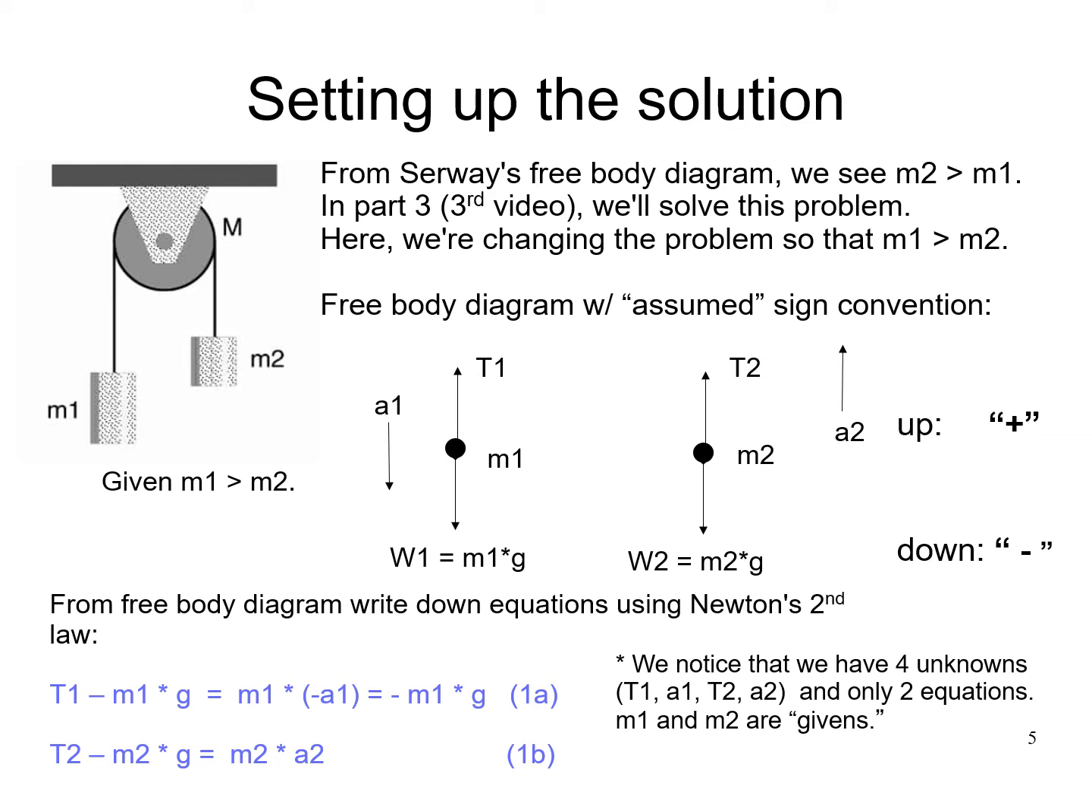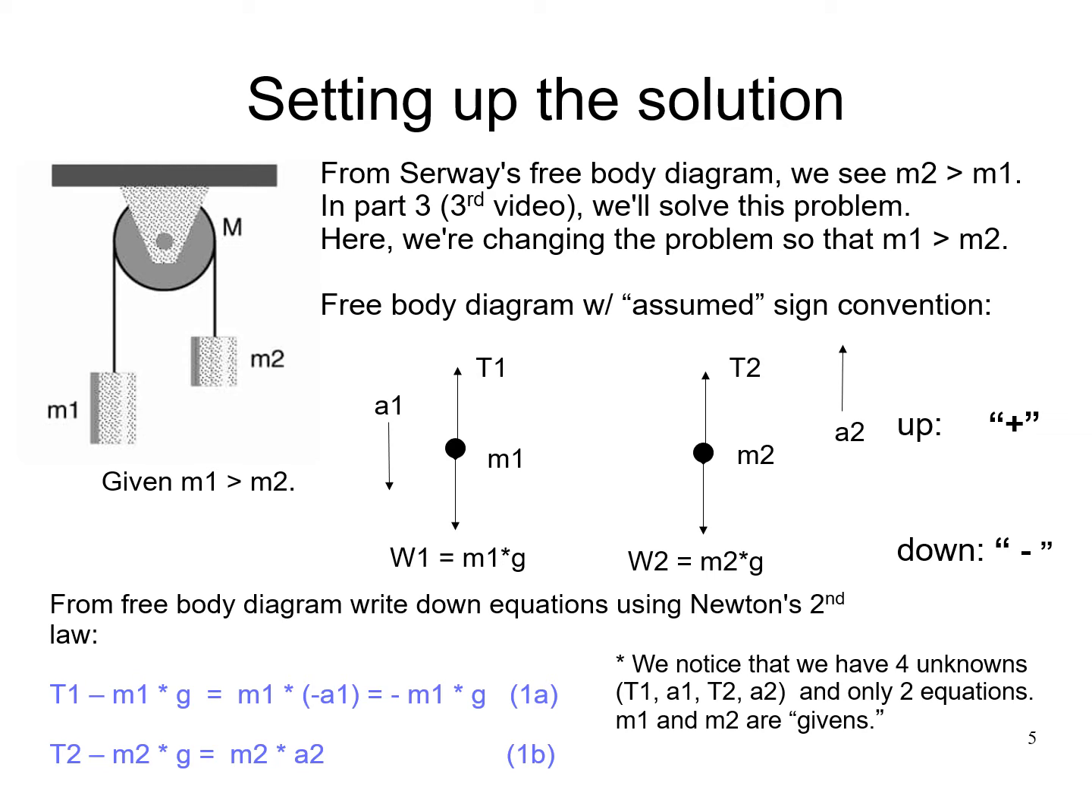There are also 2 forces acting on M2. A tension force T2, which is due to the string pulling up on M2, and its weight, which again is shown as M2 times g and points in the downward direction.